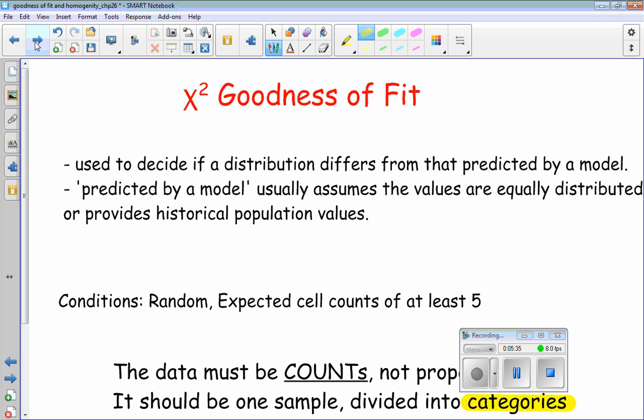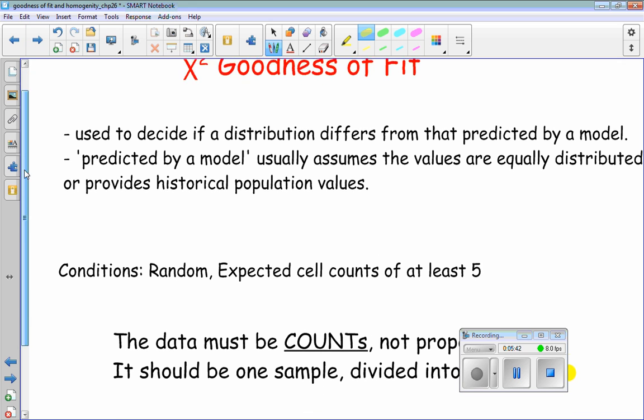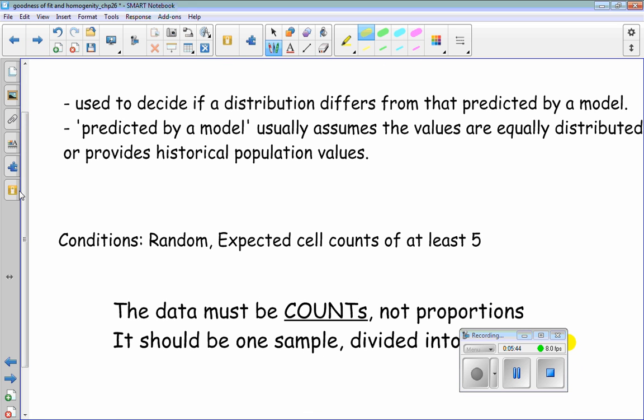The goodness of fit test is really used to figure out whether or not a distribution differs from that predicted by a model. We'll look at some examples in a minute. Predicted by a model usually assumes values are equally distributed or provides historical population values. So typically, Mrs. Macker's distributions of A's, B's, C's, and D's in AP Stats is this.